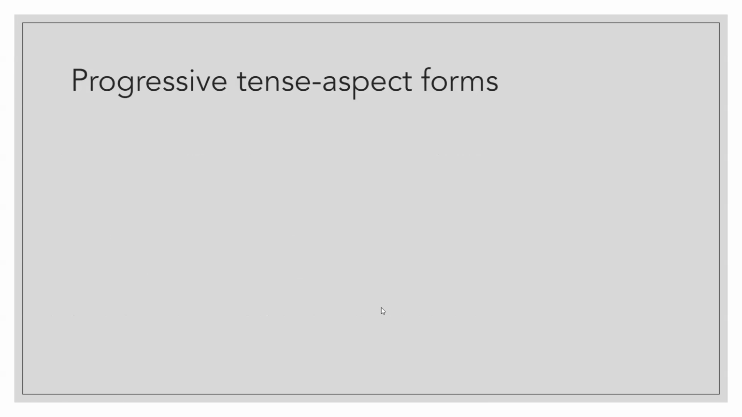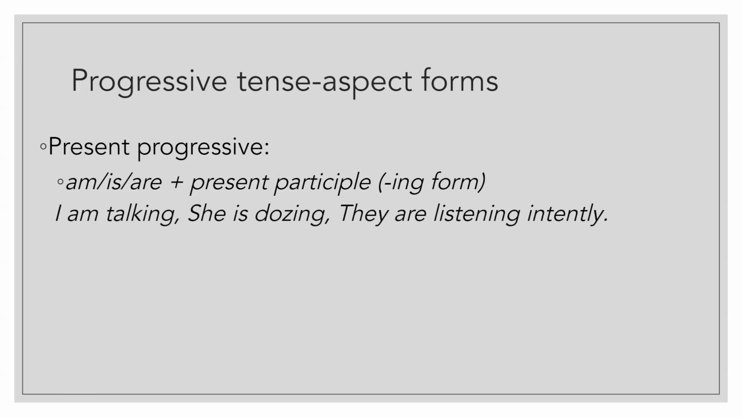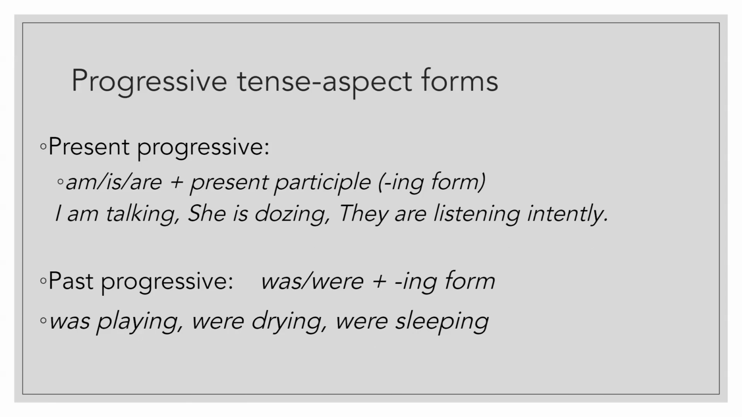Okay? The progressive aspect, what do we use that for? If it's present progressive, we use the present form of the be verb, am, is, or are, and the present participle. Present participle just means -ing verb. I am talking, she is dozing, they are listening intently, right? The meaning being now, they're doing that now. Past progressive, you use the past tense of the be verb, was or were, and that present participle, that -ing verb. I was playing, they were drawing, okay? We were sleeping.